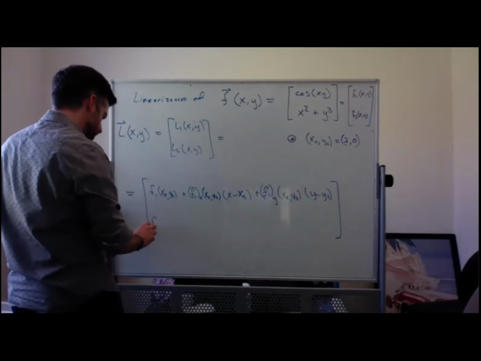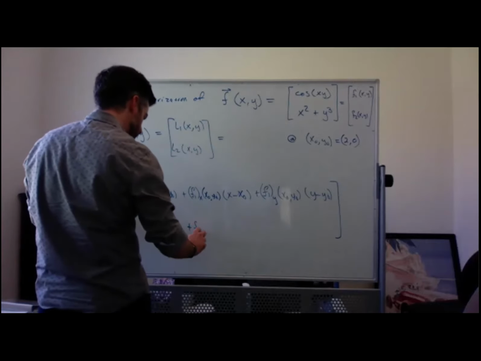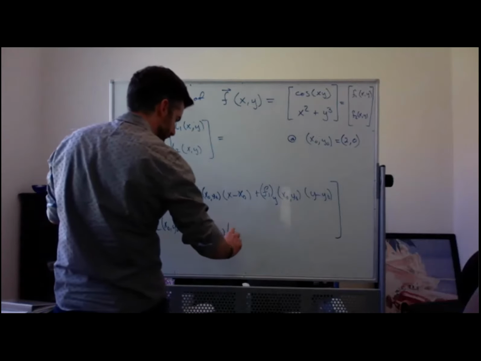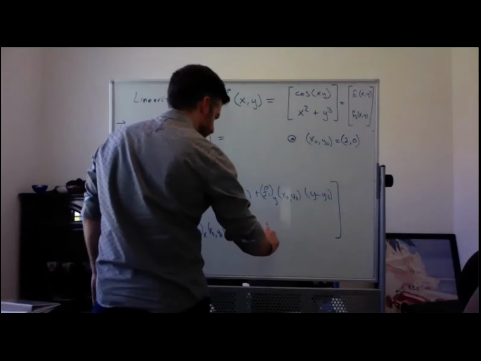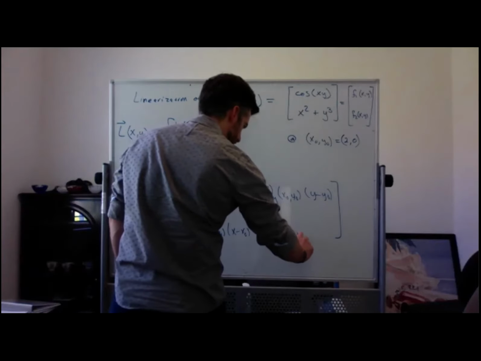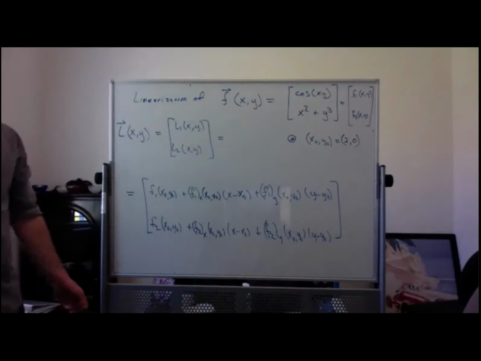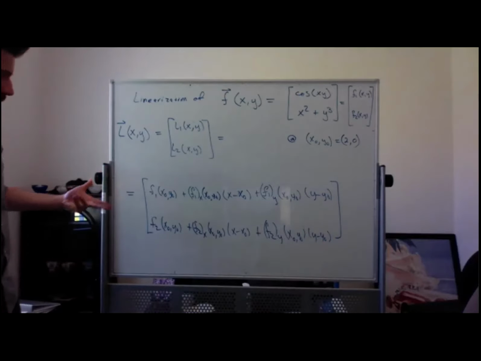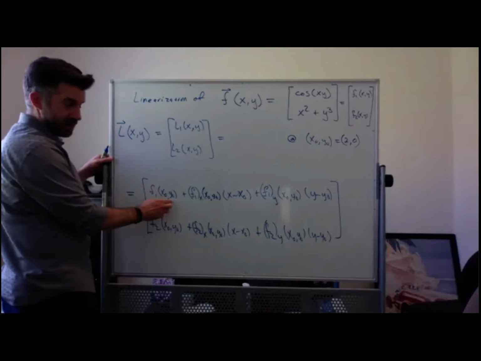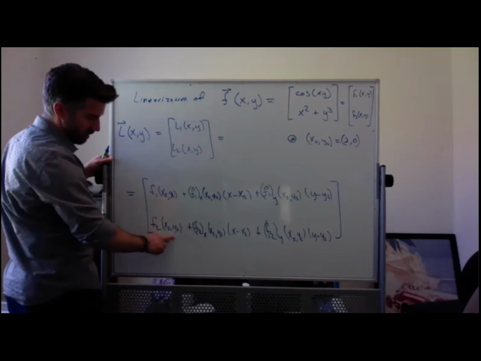So it's going to be f2 of x naught, y naught, plus f2 partial for x evaluated at x naught, y naught, times x minus x naught, plus the partial for y evaluated at x naught, y naught, times y minus y naught. Now, there's a nicer way of writing this. This is kind of gross. We're going to break this up into this vector, the f1 evaluated at x naught, y naught, and the f2 evaluated at x naught, y naught.